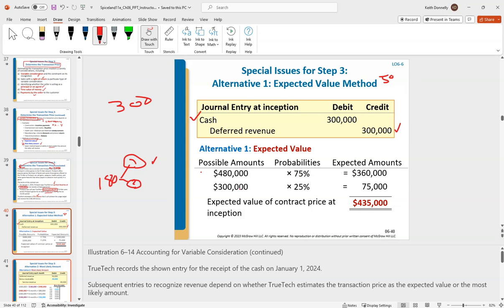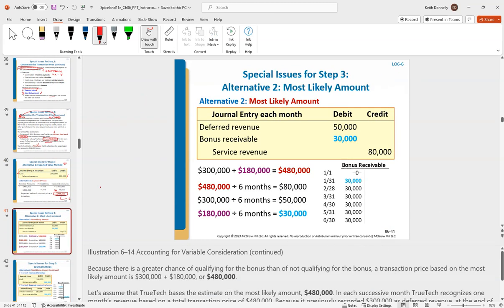On the flip side, we don't get the bonus. The only thing we get is the 300,000. There's a 25% chance that happens. Add them together, and we're looking at 435,000 that hypothetically we would recognize over the next 6 months, kind of ratably. That was option 1 for the bonus.